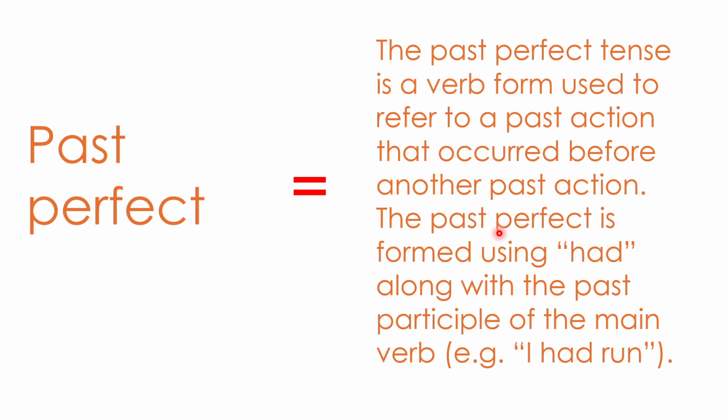So, the past perfect is formed using had along with the past participle of the main verb. For example, I had run, I had swam, I had ate, I had slept, and many other examples. So let's move on to the next tense.